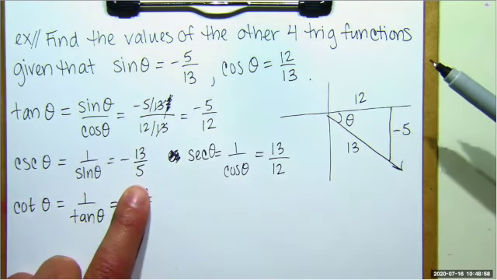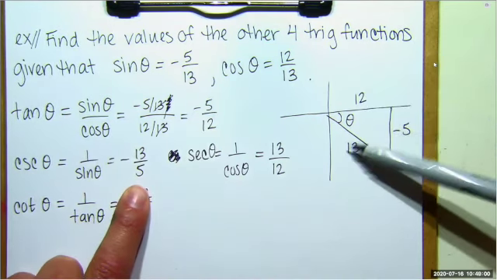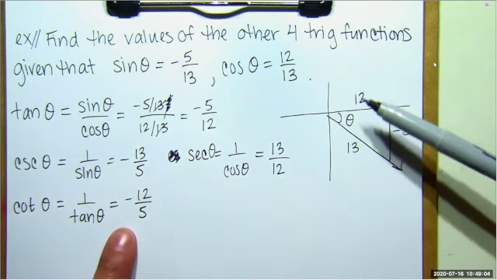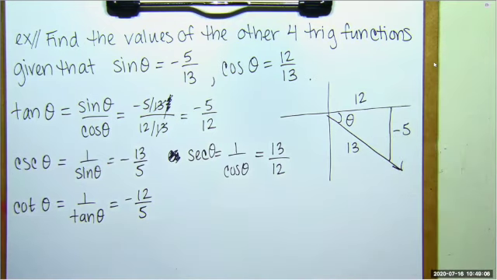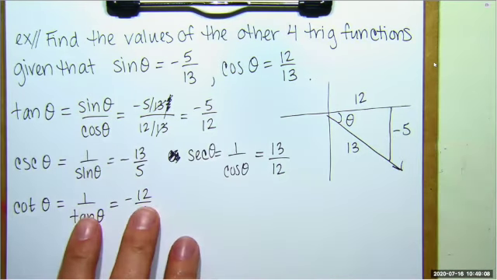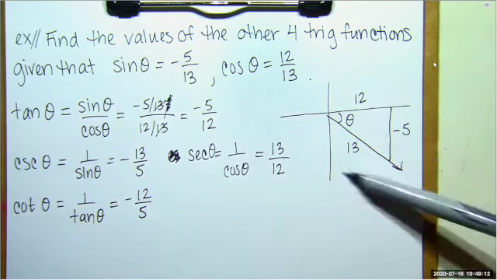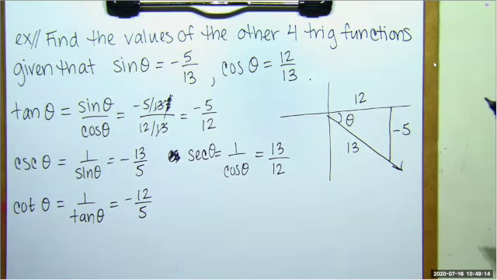Cosecant is a reciprocal of sine, so that would be hypotenuse over opposite. Here's hypotenuse over adjacent, etc. Okay, so you're welcome to use either the algebraic method or the graphical method. The one challenge of using the graphical method is you'll still need to ask yourself, should your final answer be positive or negative?